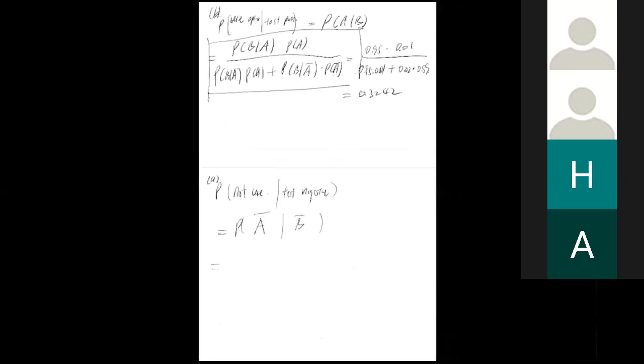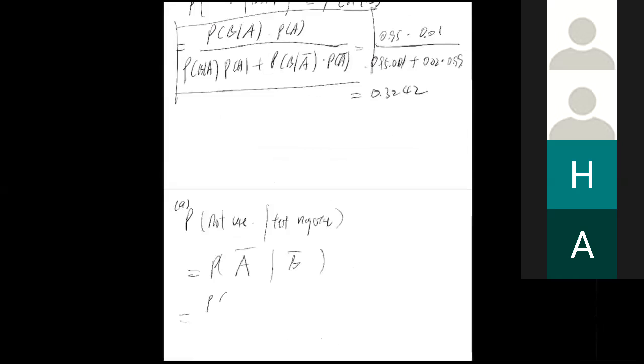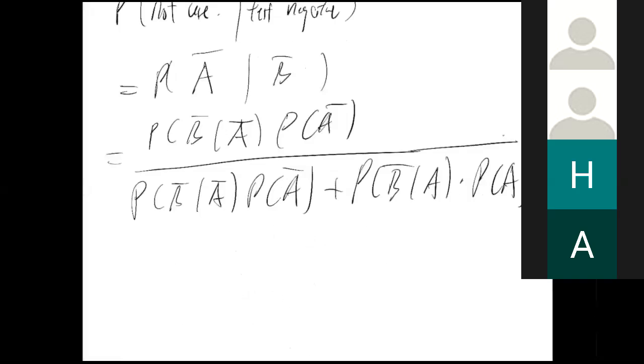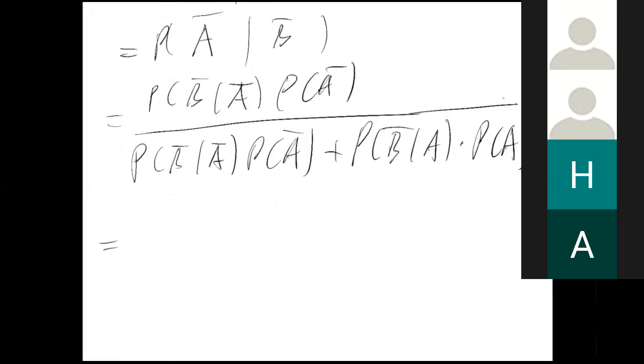So that's P of B bar given A bar times P of A bar over P of B bar given A bar times P of A bar plus P of B bar given A times P of A. So what are these numbers? A bar is not use opium, 0.01. Well, no, 0.99.